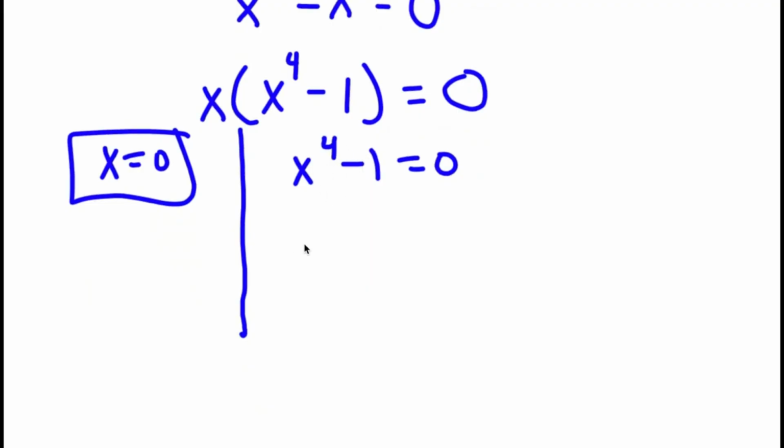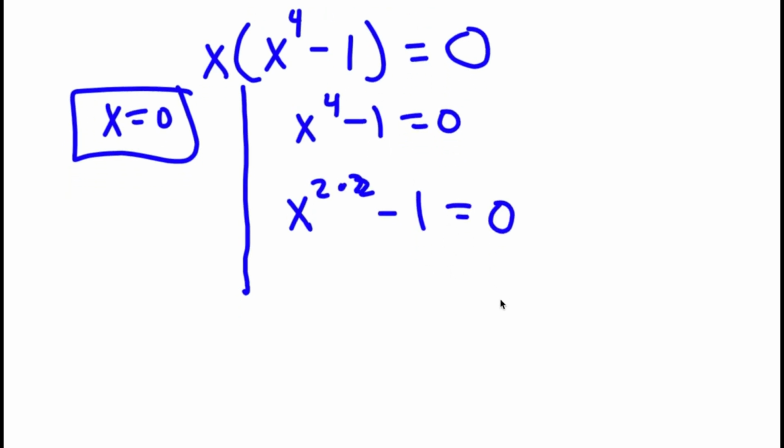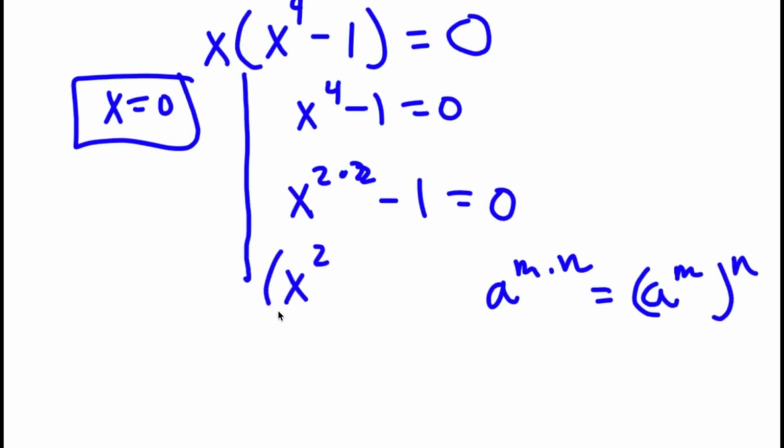Well, x to the power of 4, that's the same thing as x to the power of 2 times 2. And if I have something in the form a to the power of m times n, this is equal to a to the power of m to the power of n. So x to the power of 2 times 2 is going to be x to the power of 2 to the power of 2, minus 1, which is the same thing as 1 squared. So this is equal to 0.